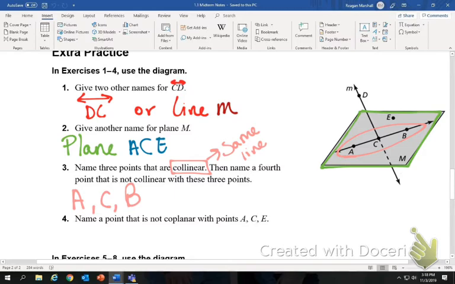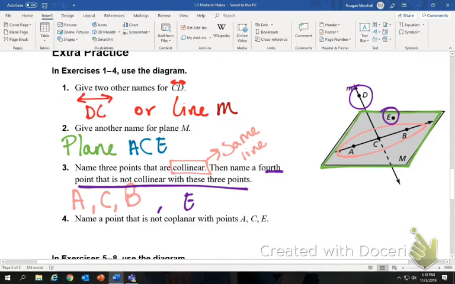Both are fine. The next part says name a 4th point that is not collinear with these 3 points. So you could say E, or you could say D. Both are fine. I'm just going to say E. But again, you could also say D.